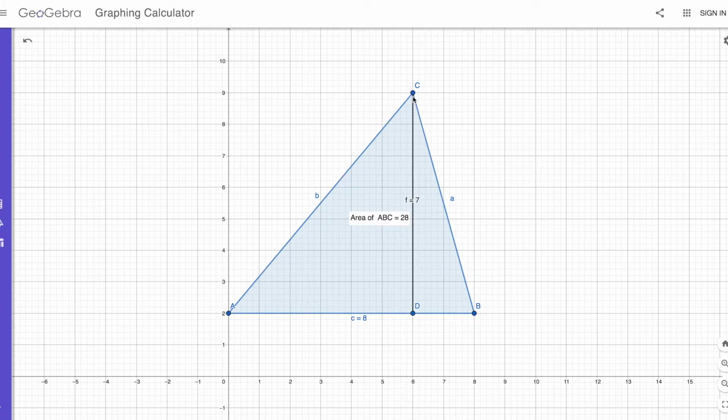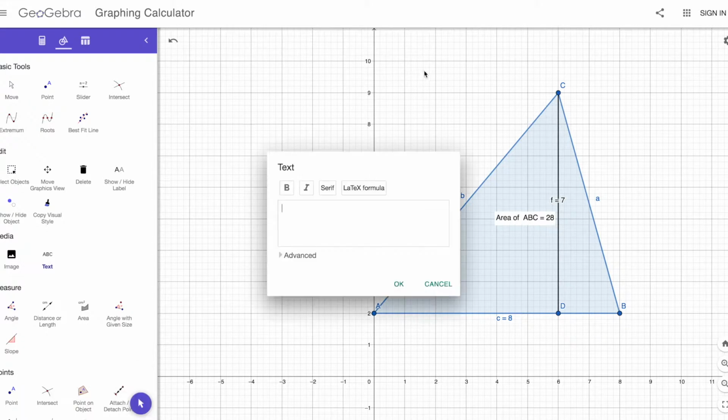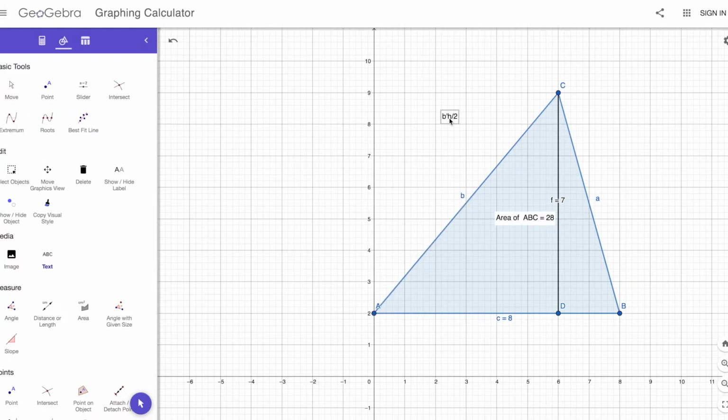Now, to utilize an altitude in a problem, one of the simplest uses is obviously finding the area of a triangle. As we all know, the area of a triangle is base times height divided by 2. If I just write it here, it's base times height divided by 2. Here we can see the base equals 8, and the height, which is also the altitude, is equal to 7. 8 times 7 divided by 2 is 28, which is the final answer.